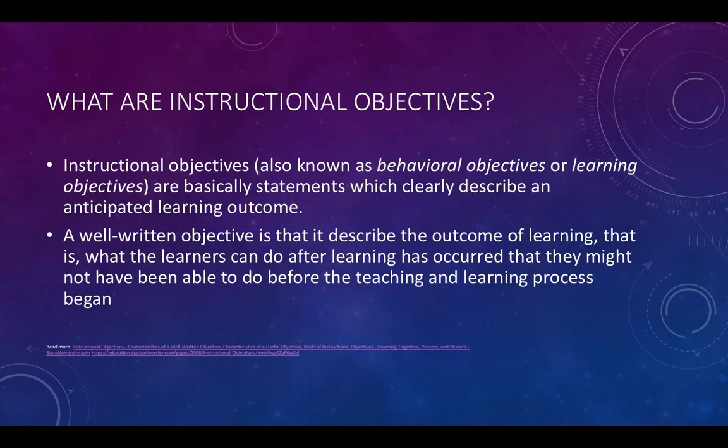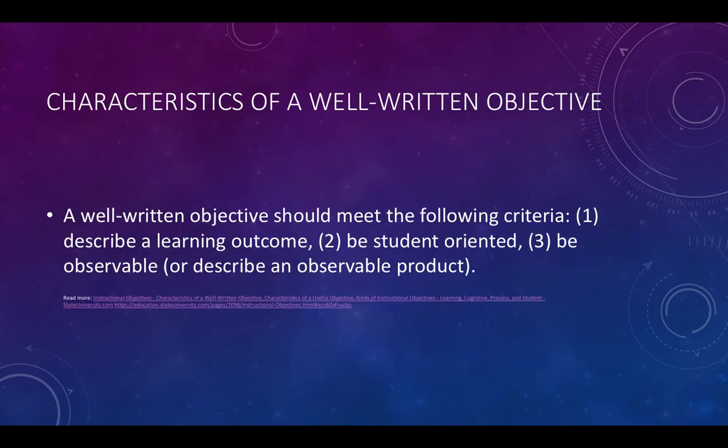Now, let's take a look at the characteristics of a well written objective. A well written objective should meet the following criteria. The first one is describe a learning outcome. Second, be student oriented or centered. Third, be observable or describe an observable product. Let's talk about them one by one.